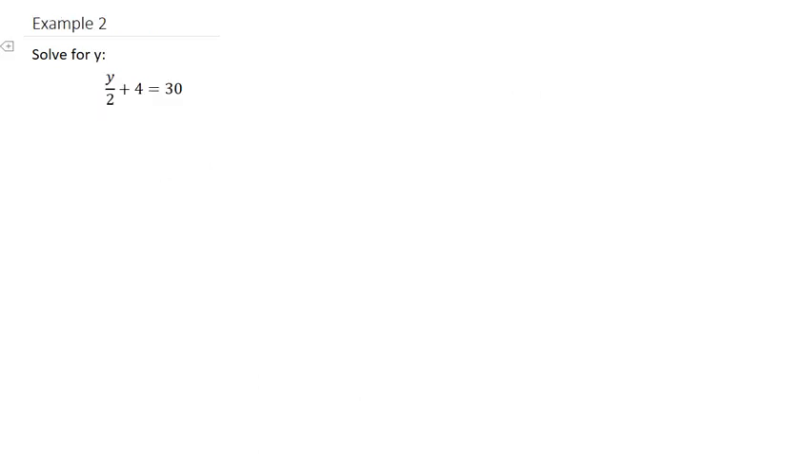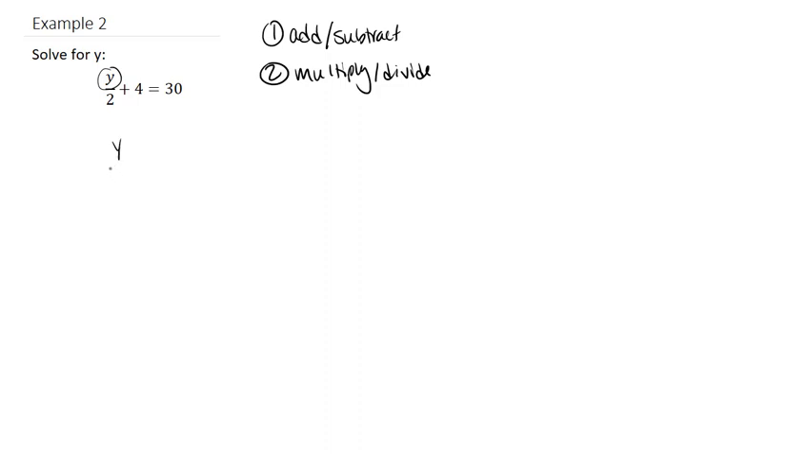Example 2. Solve for y. Now, our first step is to add or subtract, and then we're going to multiply and divide. So the first thing we can see is that we have this plus 4 on the left-hand side. And so we want to get rid of it and go to the right-hand side. So we can get y by itself, because that's the goal, to get the variable on one side of the equal sign by itself. So the first thing we're going to do is subtract 4 from both sides.